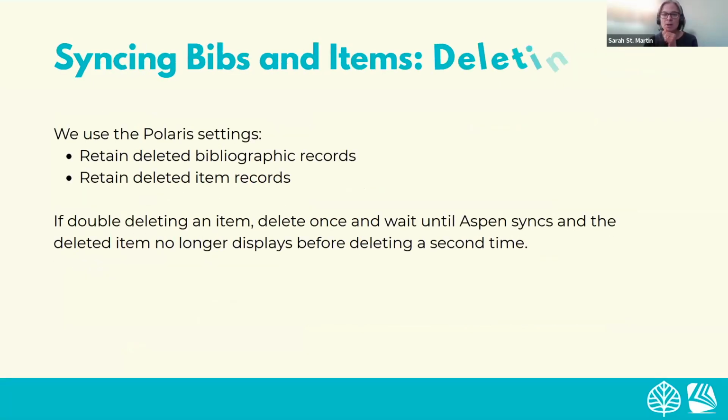And the other little quirk is we use the Polaris settings to retain deleted bib records and item records. Some libraries really want that item to not show up for them in Polaris, and they were deleting it twice, completely purging it, and they were doing it quickly enough that Aspen didn't catch that modification date sync. So again, if they're double deleting an item, they just delete it once, wait until Aspen syncs, and it doesn't show up anymore, and then delete it again.